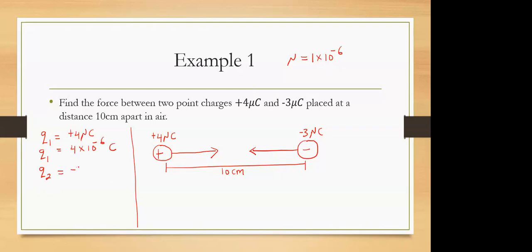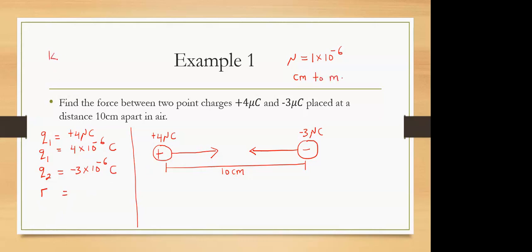Yes, sir. You tell me, what is our Q2 equal to? Negative 3 times 10 power negative 6 coulomb. Very good. Then we have our distance R. Our distance R is 10 centimeters, but whenever we are carrying out calculations, we take back to the standard units. So we have to convert centimeters to meters.